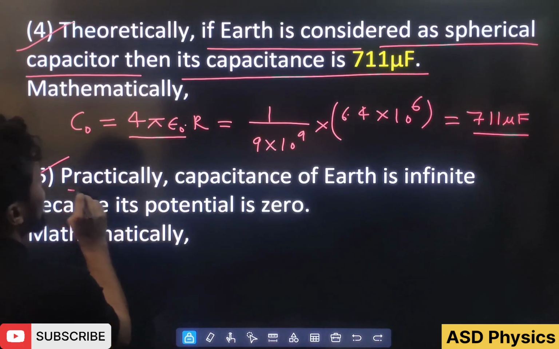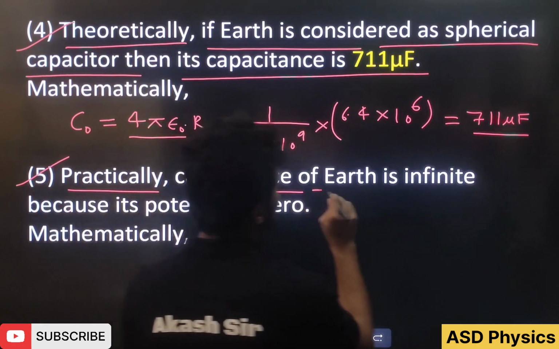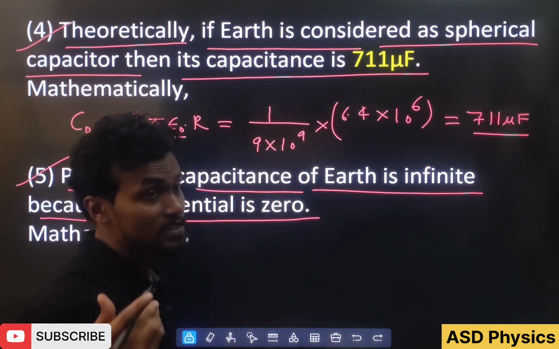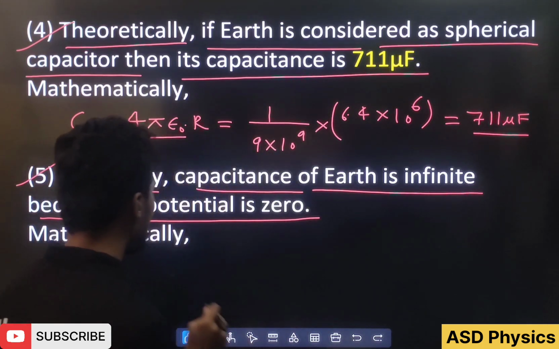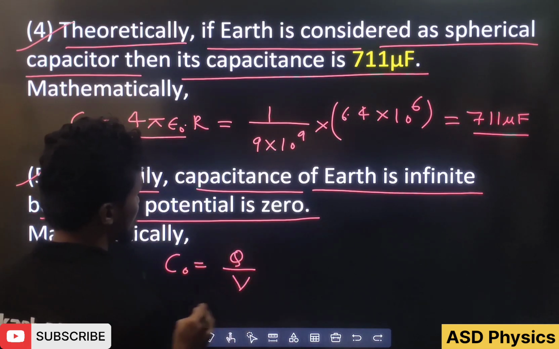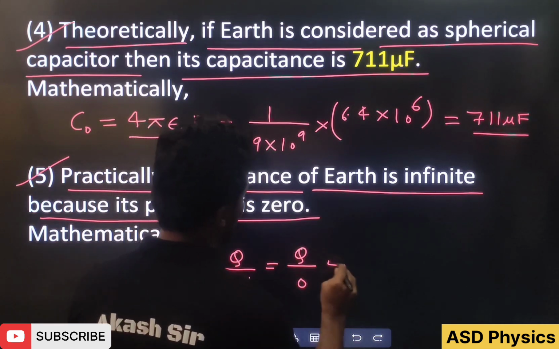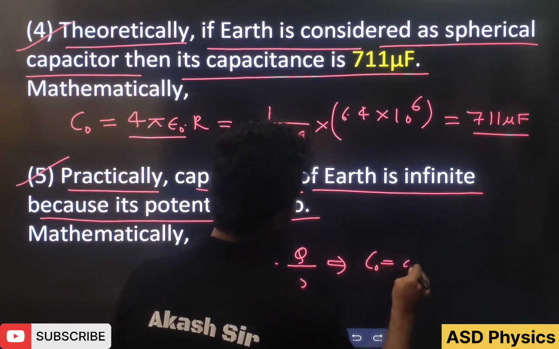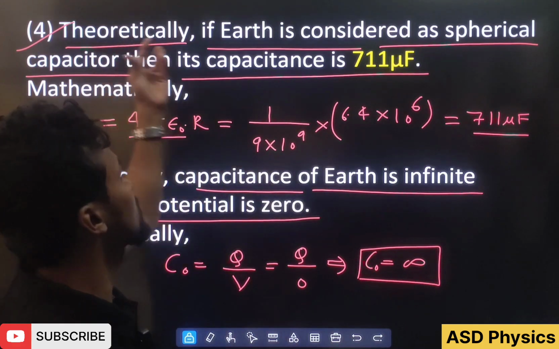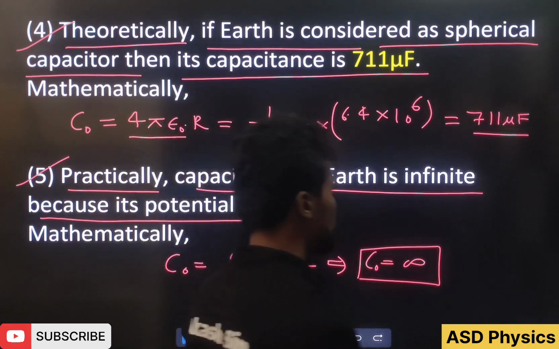Fifth one. This was theoretical, but now what is it practically? Practically, the capacitance of earth is infinite because its potential is 0. We have learned the concept of earthing. So in the practical situation, Q by V, we can write Q by 0, that means practically it should be infinite. By default, if nothing is mentioned, we will write the theoretical value, 711 microfarad.